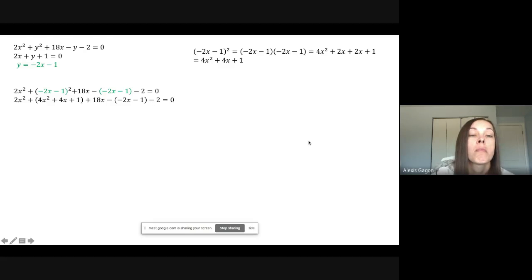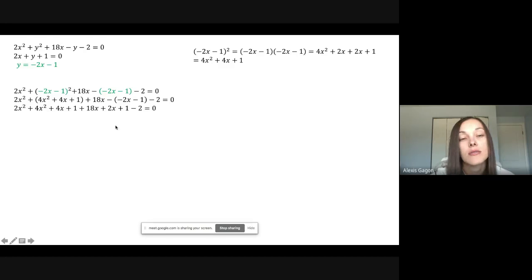minus 2. Finish. We don't have to distribute anything here. We do have to distribute this negative. So you can think about that as a negative 1 if you need to. So then this all stays the same. This becomes a negative times a negative is a positive. A negative times a negative is a positive. And then we can combine like terms.